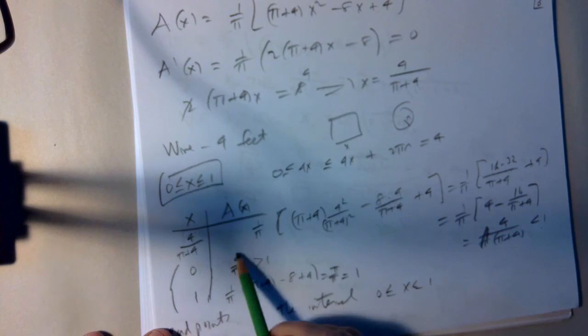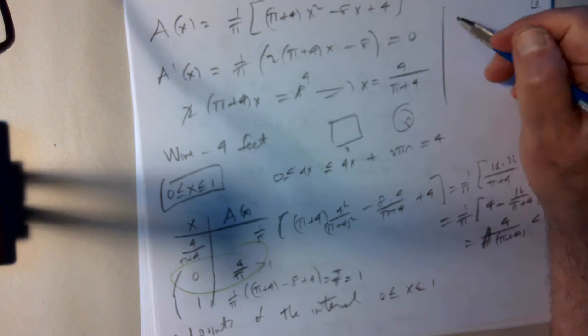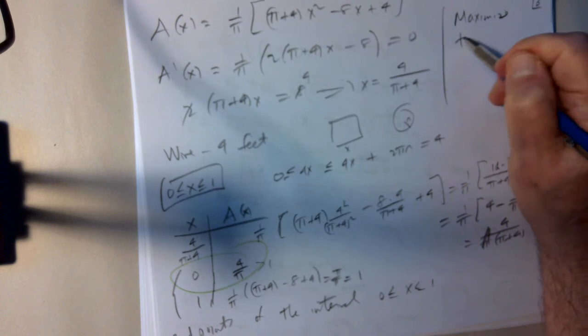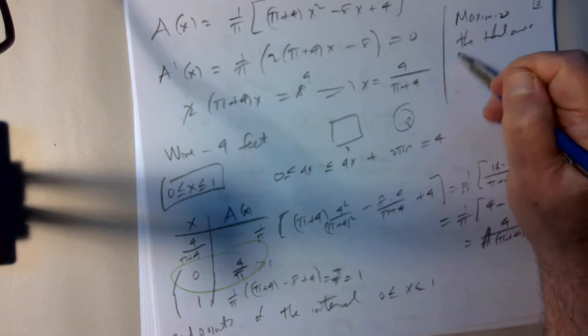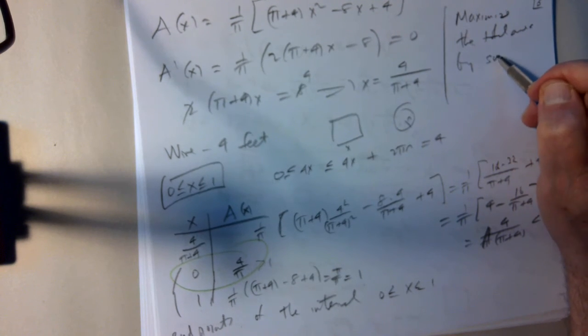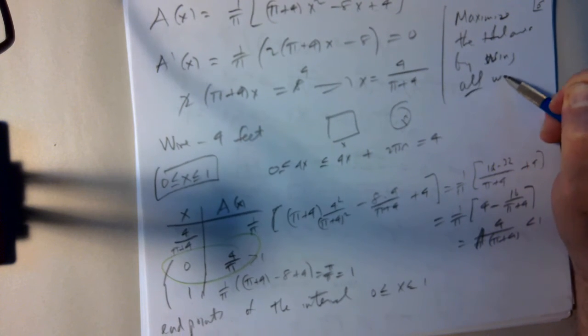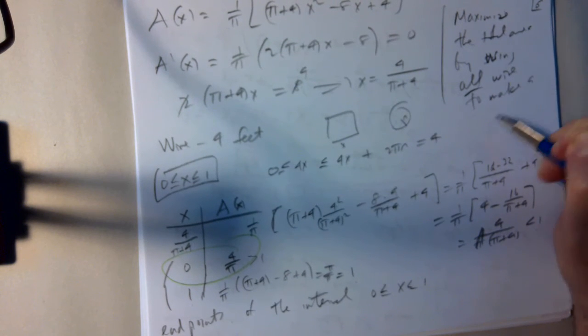So what's the largest of all those numbers? X equals 0. So you maximize the total area by using all the wire to make a circle.